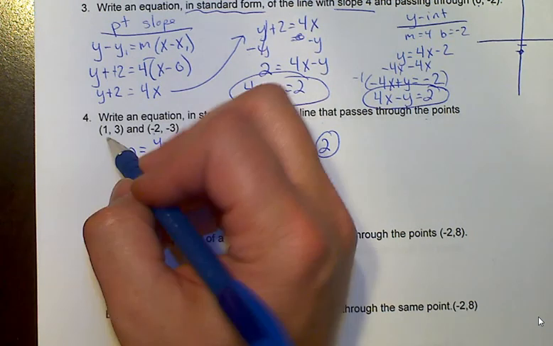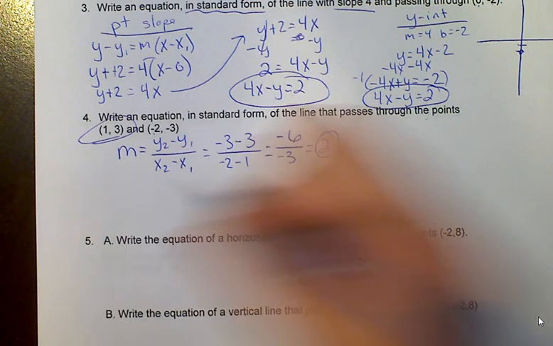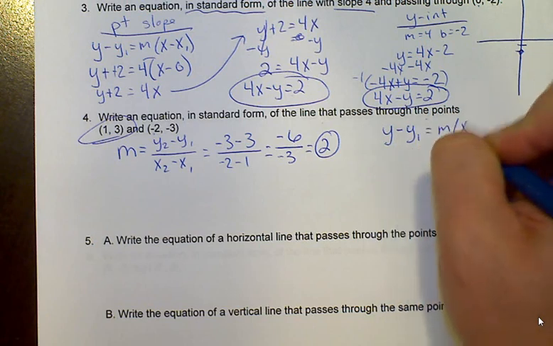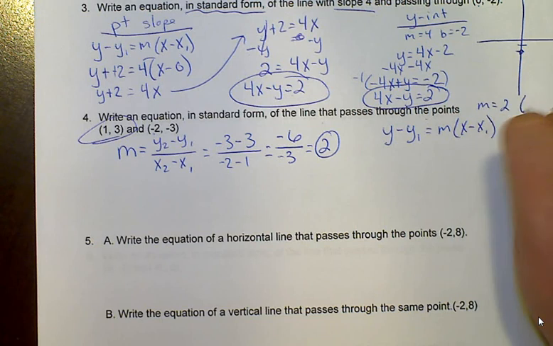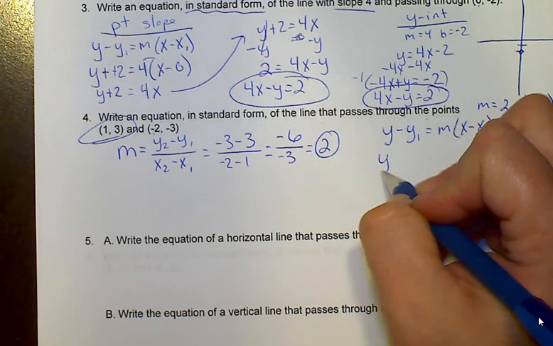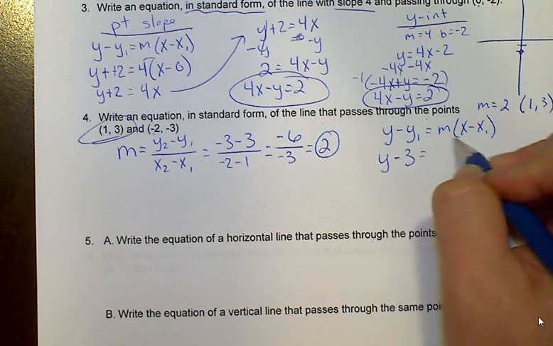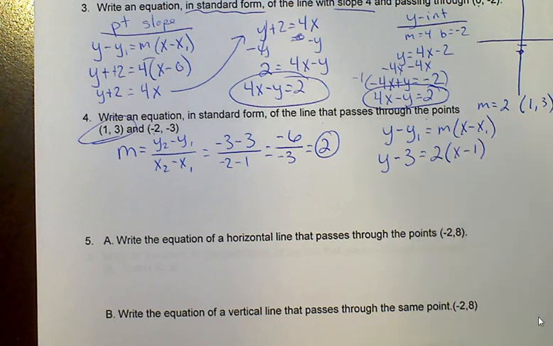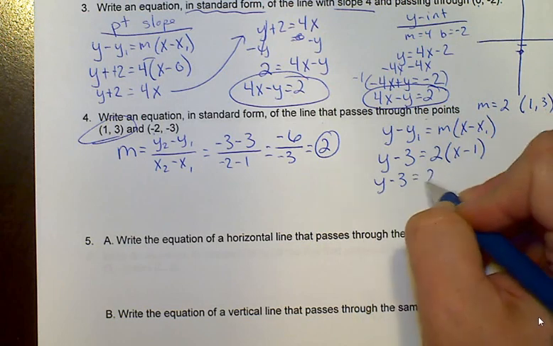Okay, I'm going to pick this point and I'm going to plug it in here. So I'm going to do it over here. Y minus y1 equals m times x minus x1. Okay, my slope was 2. The point is 1, 3. So y minus y1, my slope is m, x minus 1. Okay, so let's go ahead and simplify this. I have 2x minus 2.